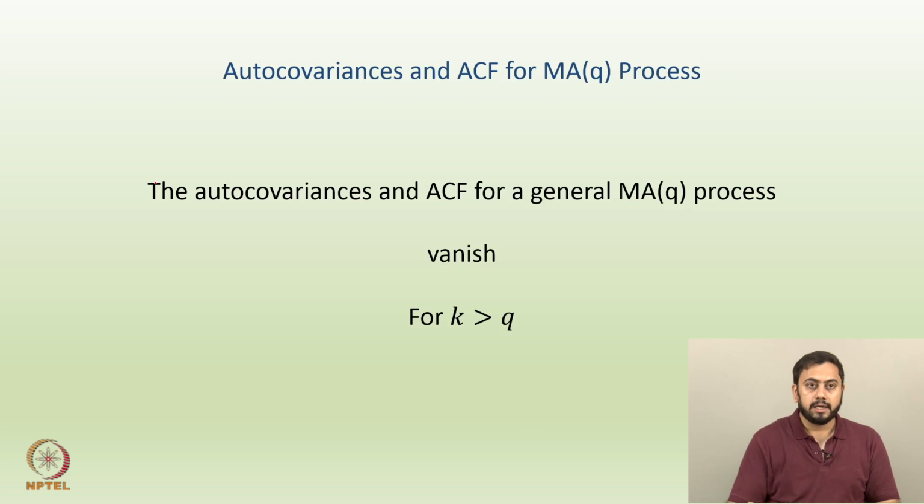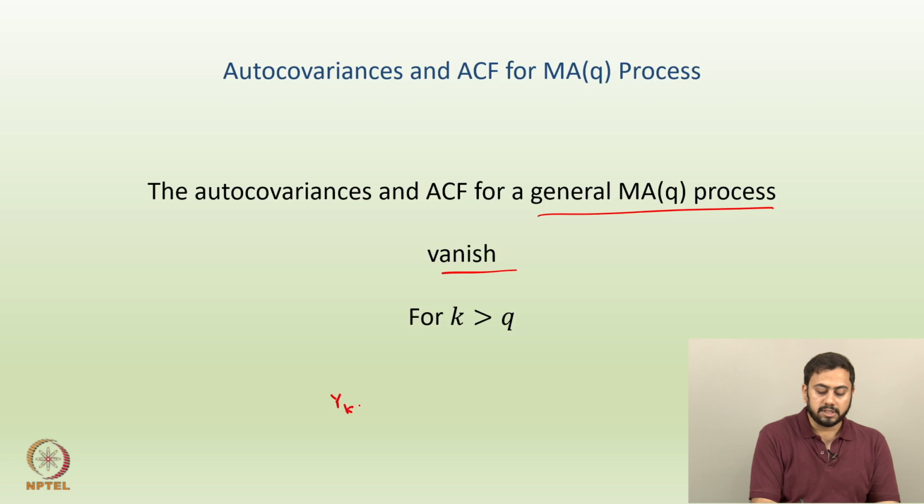So this is a very important statement. To combine whatever we have learned in this session, the autocovariances and eventually the ACF function for a general MA(q) process vanish for k strictly bigger than q. So if k happens to be q plus 1 or q plus 2, then at that particular lag all these functions would be 0. For example, gamma q plus 1, gamma q plus 2, and so on. At all lags above q for an MA(q) process, the ACF and the autocovariances would be exactly equal to 0.